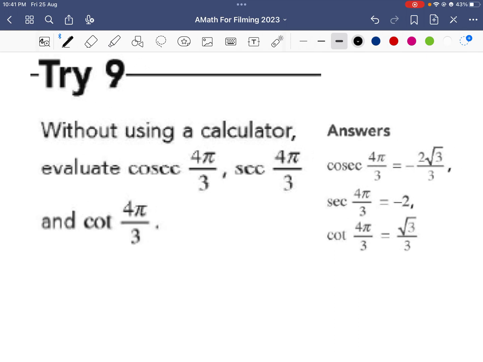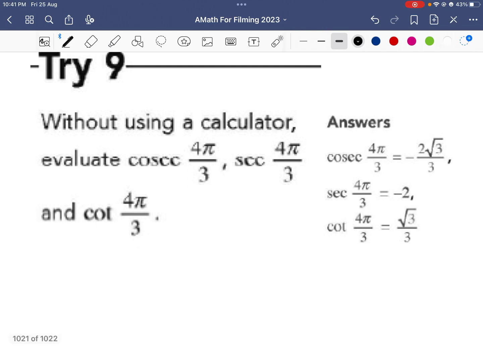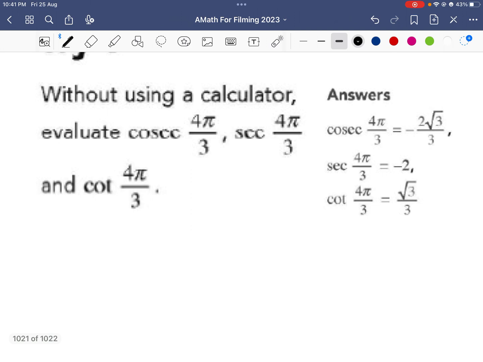Now, okay, very last example, very last try for 10.1. Try without using a calculator to evaluate these three. I think if you can do this, you have mastered this chapter at the very least. This one combines so many things together. First and foremost, pi is 180. Pi over 3 is 60 degrees. Then 60 degrees times 4 is 240 degrees.